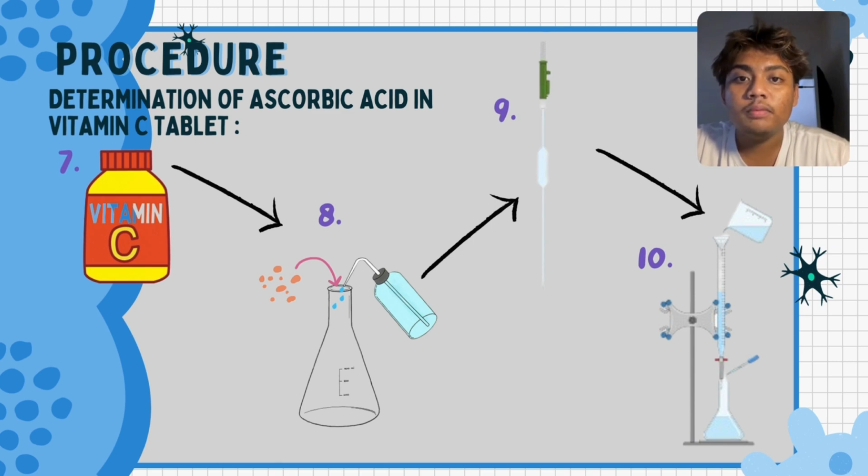And the last one is determination of ascorbic acid in vitamin C tablet. Step 7 is obtain a commercial vitamin C tablet and record the amount of active ingredients stated on the label. Step 8, crush the tablet in 25 ml 1 molar sulfuric acid and dilute to 100 ml in a volumetric flask. Next step is pipette 25 ml of the vitamin C solution into a 250 ml conical flask, and the last step is add a drop of starch indicator and titrate with iodine solution.